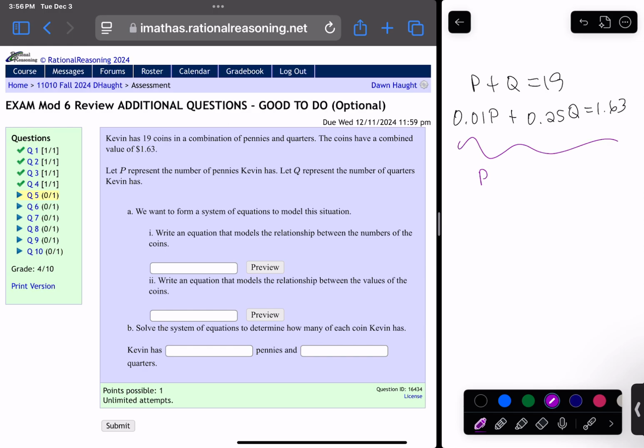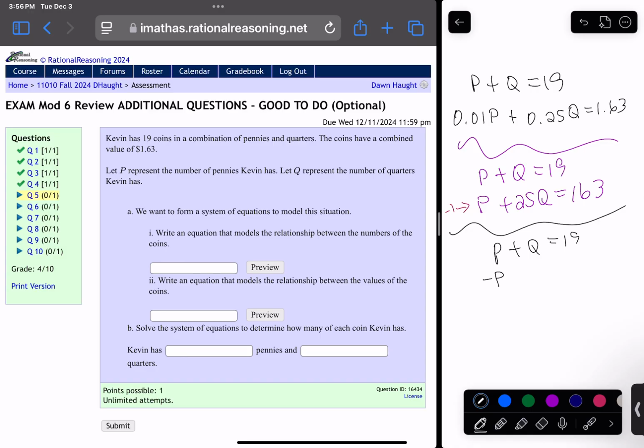Okay. So I'm going to leave my top equation good. But let's multiply the bottom equation by 100. We're going to get 1p. We're going to get 25 q's. And we're going to get 163. That just moves that decimal place 2 places if you multiply through by 100. Now, this is a perfect one to use elimination on. Let's multiply this bottom equation by -1. Okay. So our top equation, I'm going to leave alone. Our bottom equation, I'm going to multiply everything through by -1. And I'll add those 2 together.